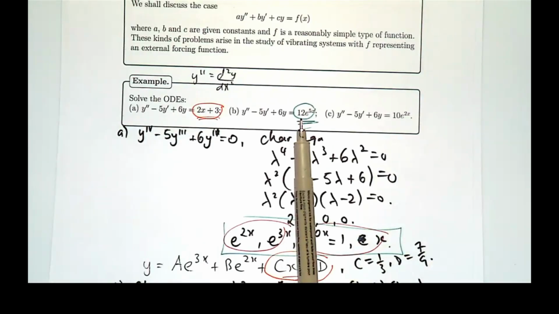Does anybody know? I did ask this yesterday. Anyone at home? How do I differentiate 12e to the 5x and make it 0? Can I do it? Okay, what about if I used a combination of things to make it 0? What about if I differentiated it and then took away 60 times it? Would that work? Would it work?